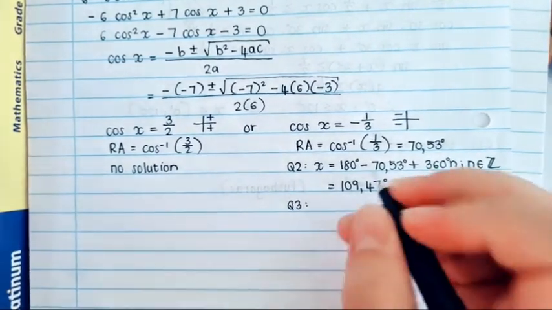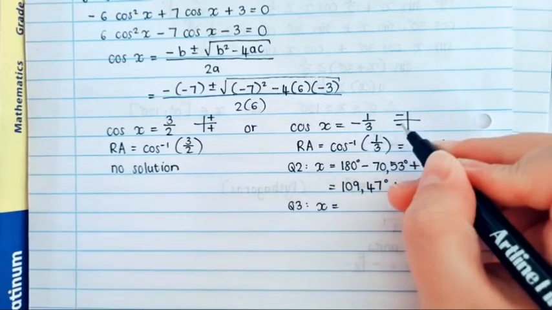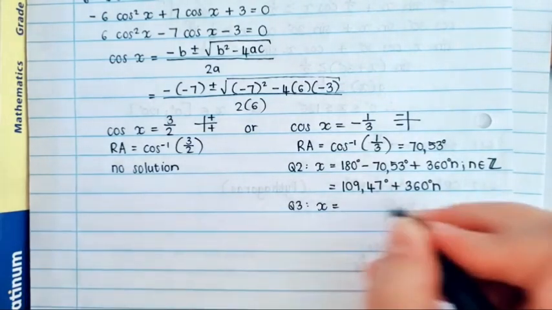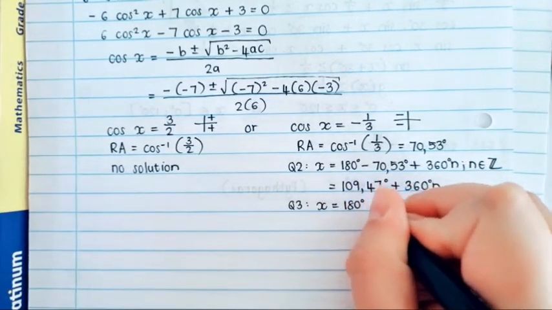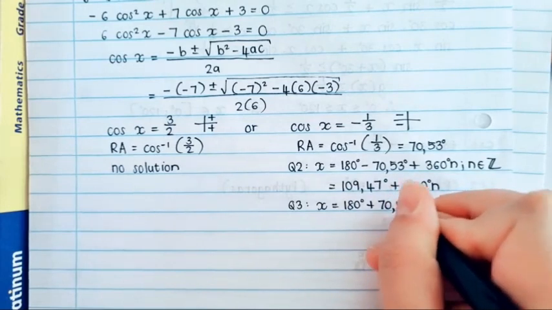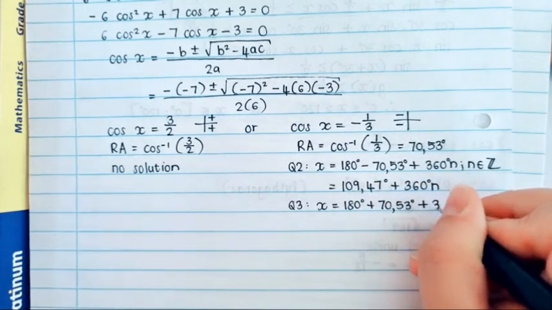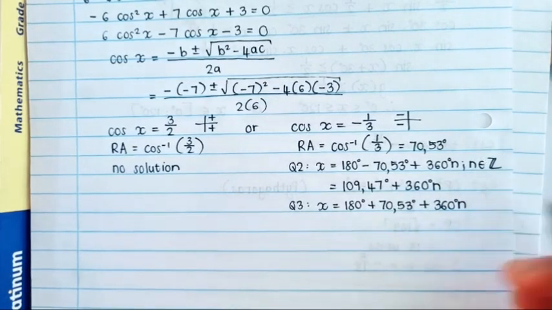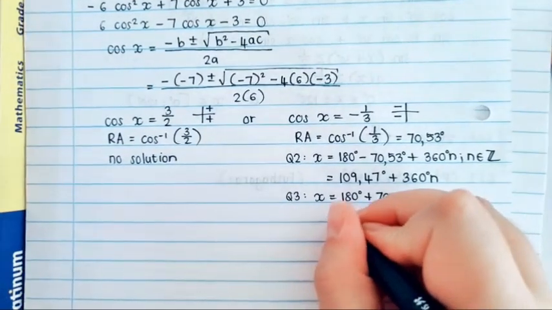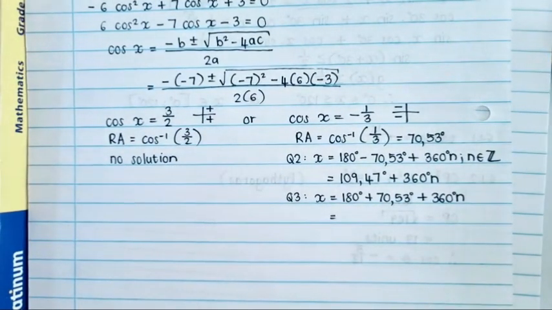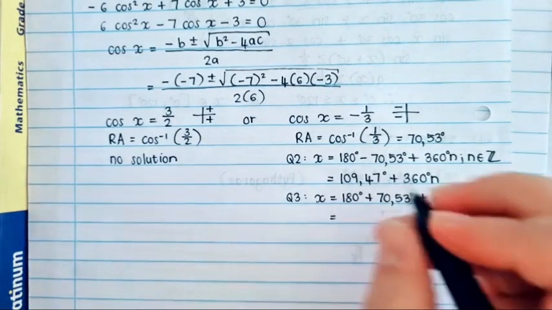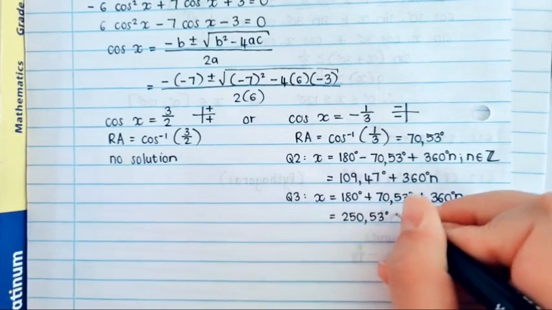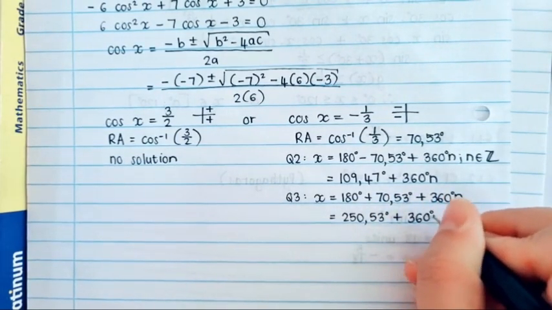So now x is equal to, in the third quadrant, it's always 180 plus the acute angle, 180 plus the reference angle. Let me just finish here and then I'll show you the question again, please. So 180 plus 70.53 degrees, again plus 360n. Now, if you've written n element of Z before, you don't have to write it again. You can if you want to, but you only have to write it once. So now you can just calculate that in your head or on the calculator. That will give you 250.53 degrees plus 360n.